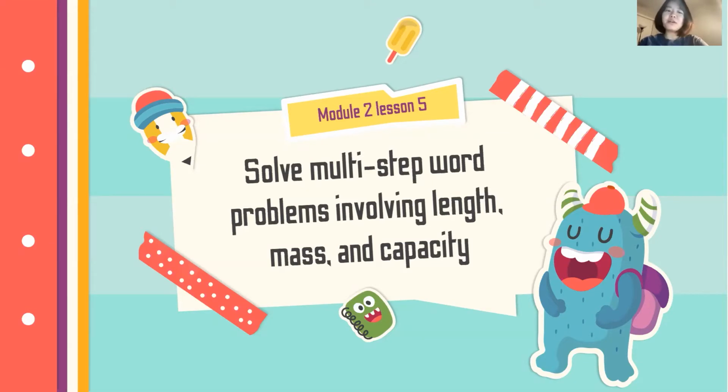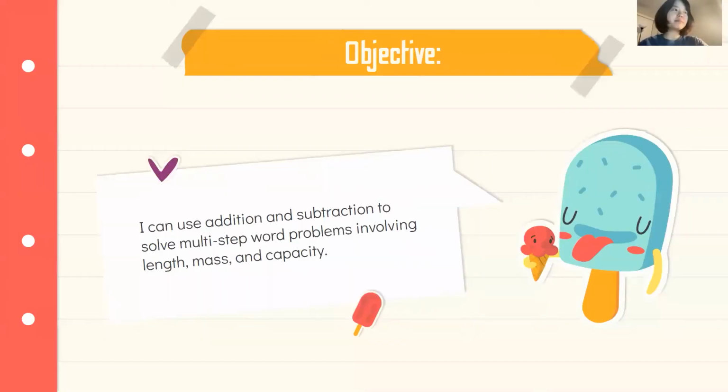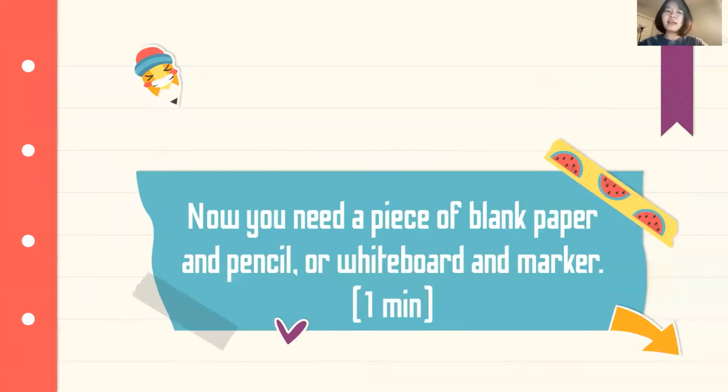And today we're going to learn how to solve multi-step word problems involving length, mass, and capacity. Today's objective is: I can use addition and subtraction to solve multi-step word problems involving length, mass, and capacity. Now you will need a piece of blank paper and pencil, a whiteboard, and a marker. I will give you 1 minute to go get those materials.